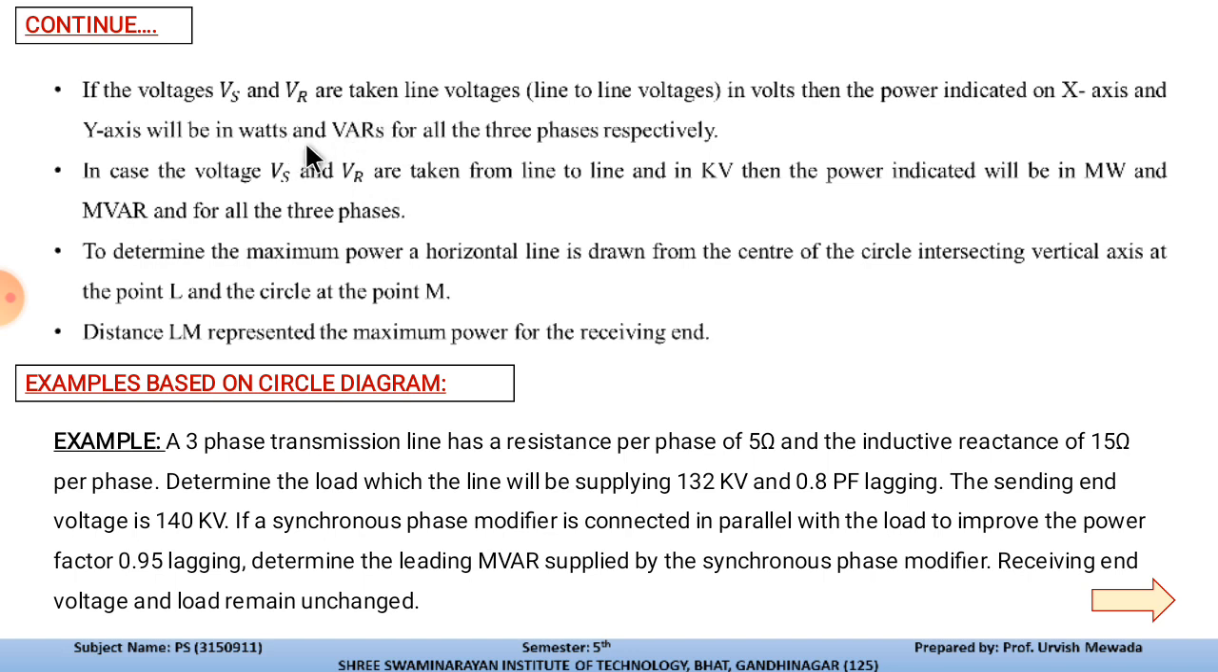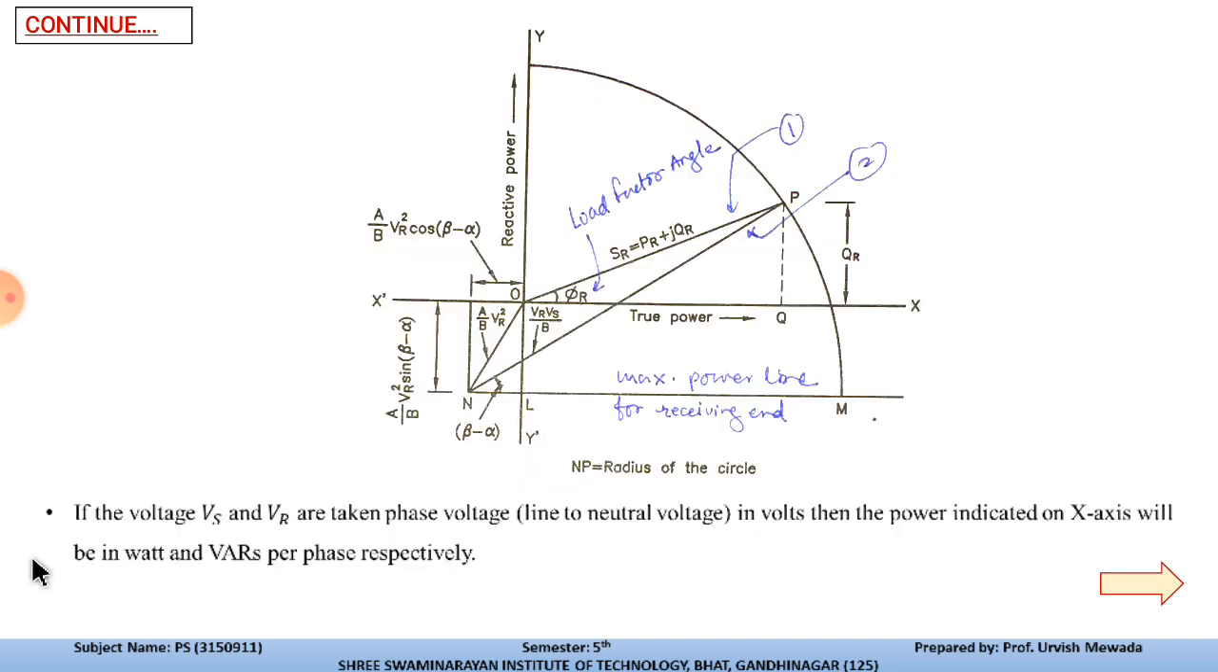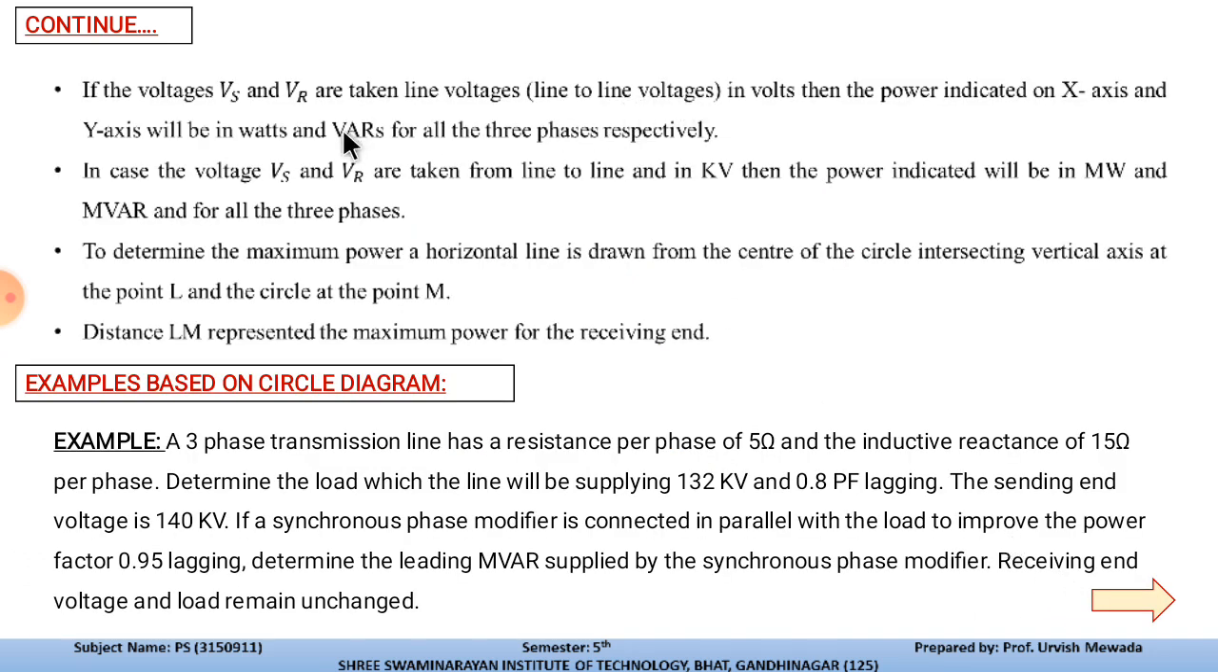So if we take Vs and Vr as line to line voltages, as we discussed in the previous slide, the power is indicated in VA. And if we take it as line to line in kV, then that will be in MVA.